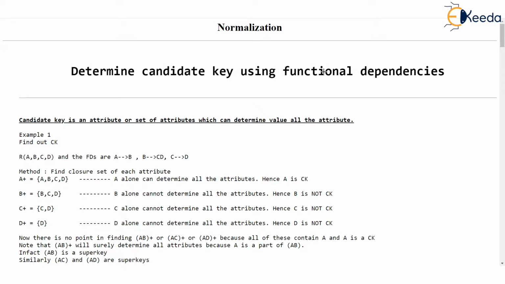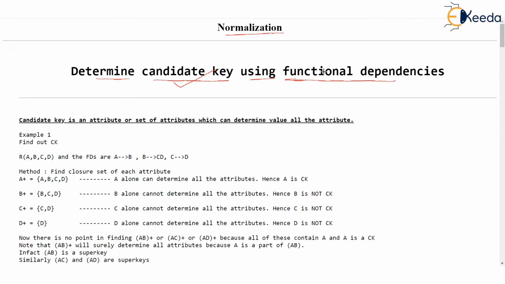In this video, we will see how to determine candidate key using functional dependencies. Now, in the previous video, we saw what is functional dependency, what is the use. This is one of the uses of functional dependency, determining candidate key, and we also saw a GATE question in the earlier video. Now, before I actually zoom out all this content so that you can read it properly, first of all, what is candidate key?